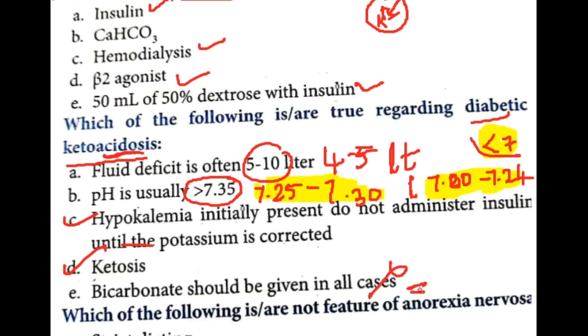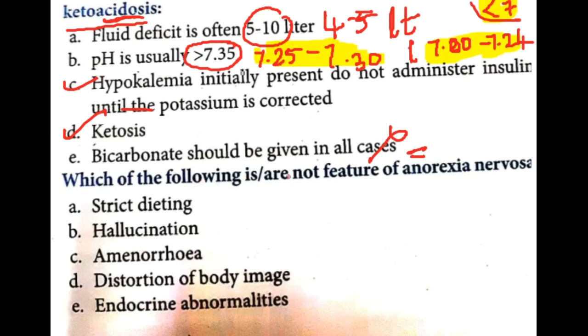Then next question, which of the following is not true regarding anorexia nervosa? Anorexia nervosa is seen in people who do strict dieting. Amenorrhea is present, and distortion of body image and endocrine abnormalities are seen. Hallucinations are not seen in anorexia nervosa.